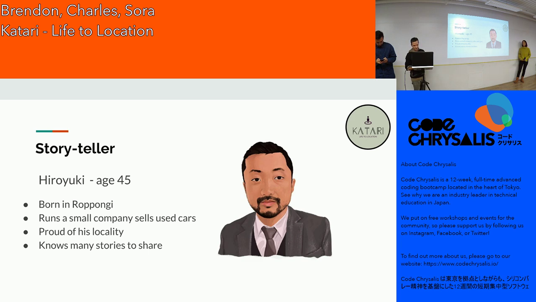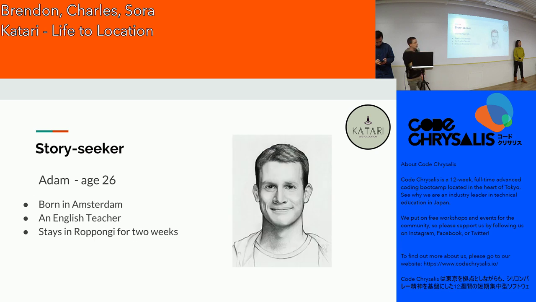Sorry, small microphone problem. Okay, so what we just saw is from the storyteller perspective. Now we're going to go through the second type of user, the story seeker. So here comes Adam, age 26, coming from the Netherlands. He's working as an English teacher in the Netherlands, and now he's just traveling in Japan for 2 weeks, and he's staying around Roppongi. And he's very curious to know a bit more about this neighborhood.